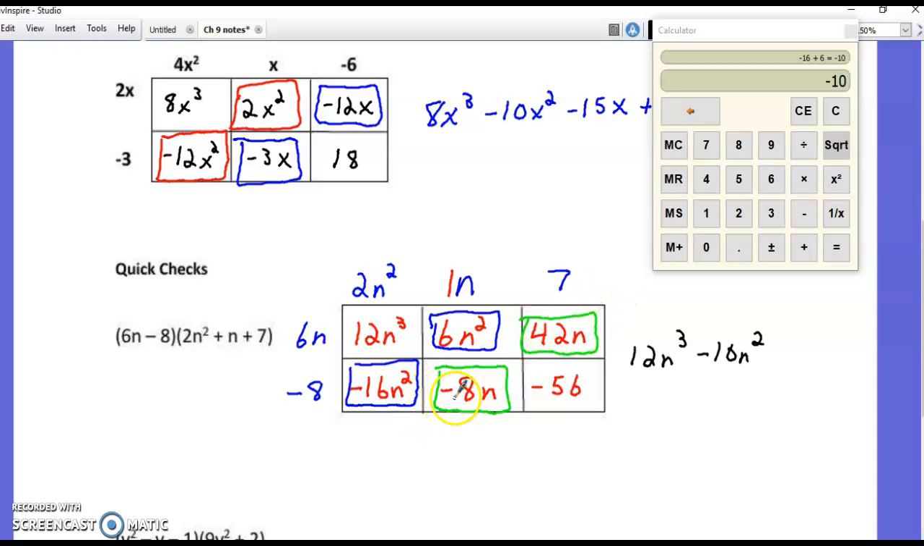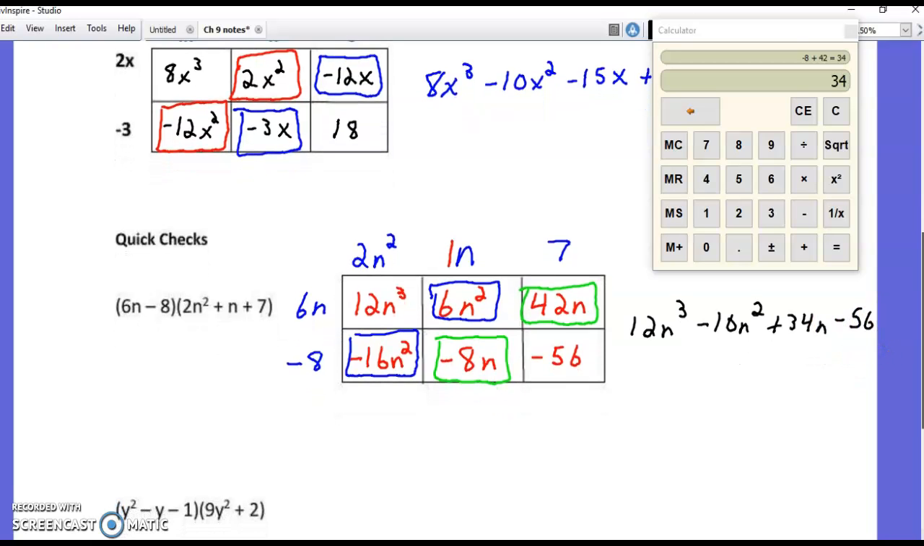Then I have a 42 minus 8 or a negative 8 plus 42. So you can do it either way. Negative 8 plus 42, and that gives us, whoops, I messed up there. So negative 8 plus 42, which gives us 34. So that's going to be a positive 34n, and then the negative 56 is left over.